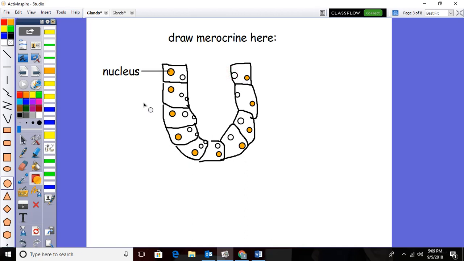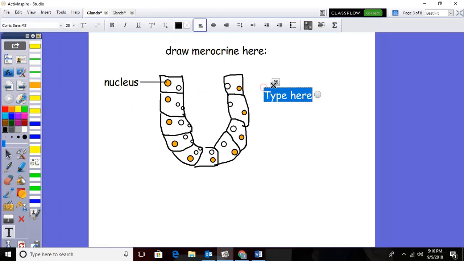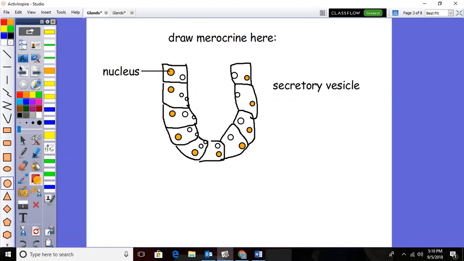Now what we just drew there is called a secretory vesicle. Or you can just think of it as a vesicle, even if you didn't want to call it a secretory vesicle. It's a vesicle, so you really have to know that it's called a vesicle, and it's used for transporting things.